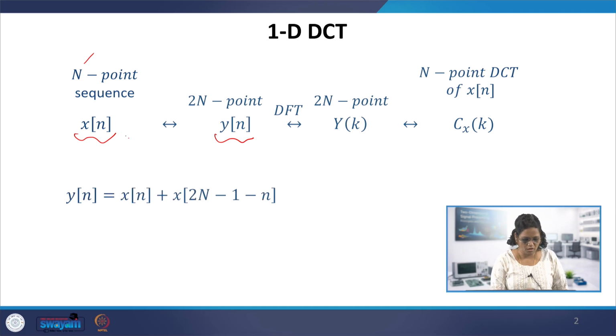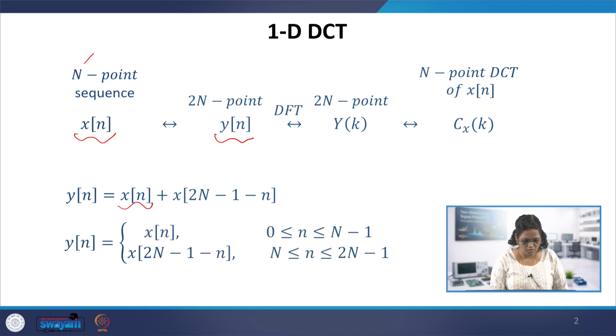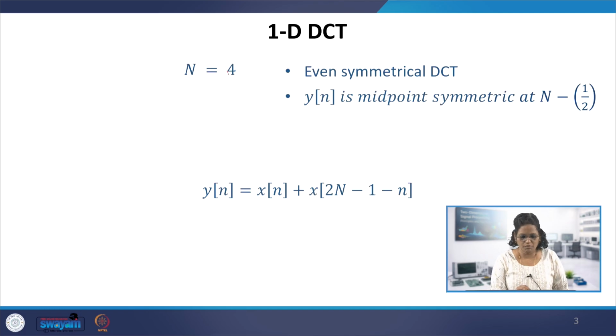How do we make x of n into y of n? x of n is the sequence, and we form x of 2N minus 1 minus n, the mirror image of x of n, and add the two. So y of n is x of n as such for the length 0 to N minus 1, and then from the Nth sample onwards to 2N minus 1, because we need a length of 2N, we take the mirror image x of 2N minus 1 minus n. We'll see that example with N equal to 4.